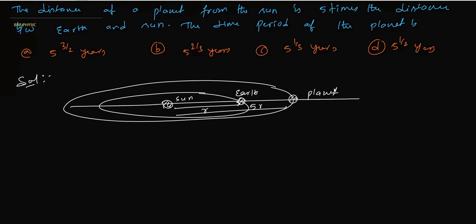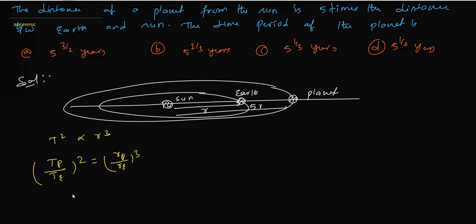We need to calculate the time period here. We know that T square is directly proportional to R cube. So T planet divided by T Earth, whole square, equals R planet divided by R Earth, whole cube. We can write it here.